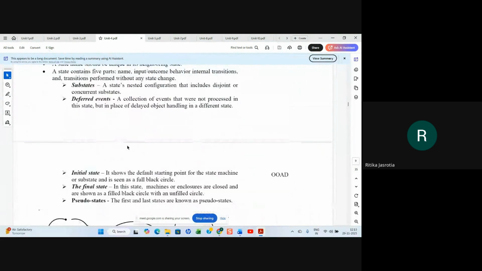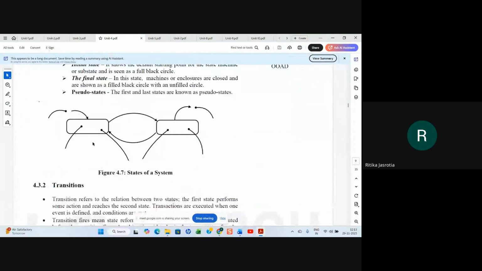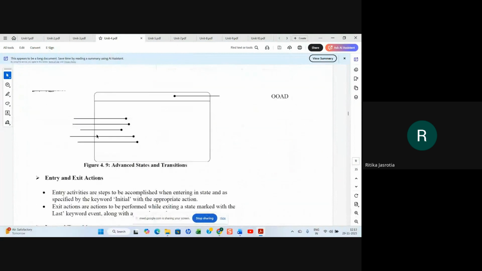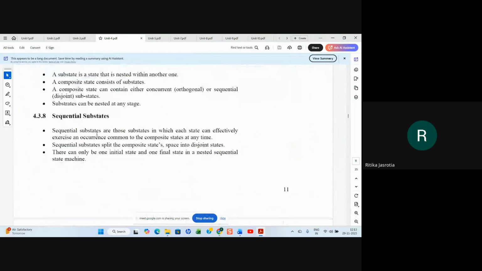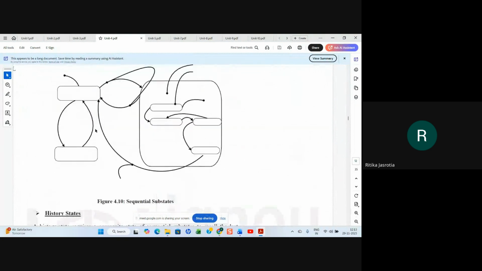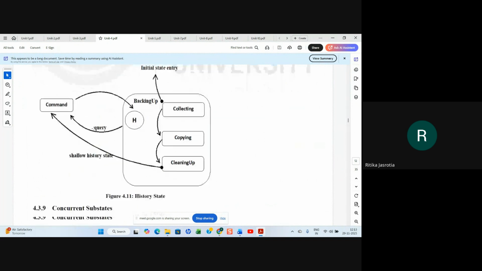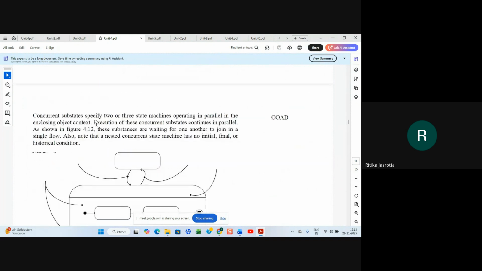The different components are state, transition, right? Then you can also have substates. Just an example: you have a state, one is command. Then you get into a history substate, where you have collecting, copying, and cleaning, and other states are there. These are the transitions which are happening. This is how you are showing it, right?